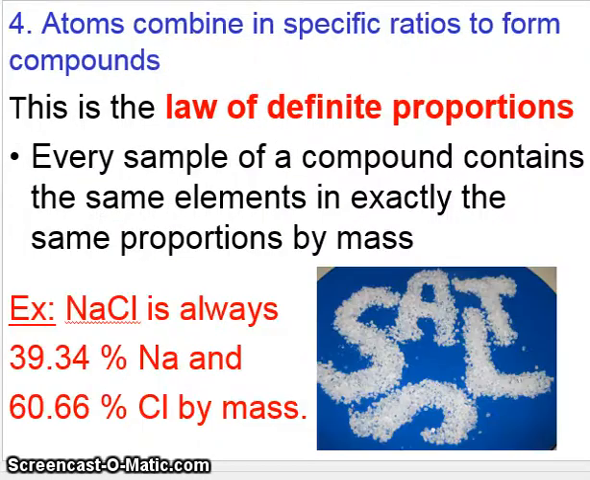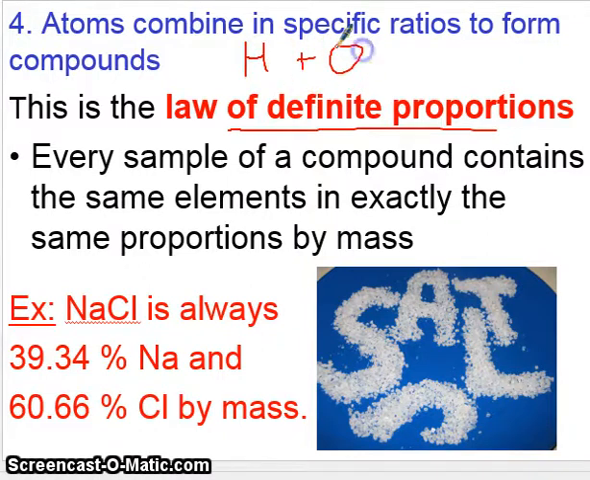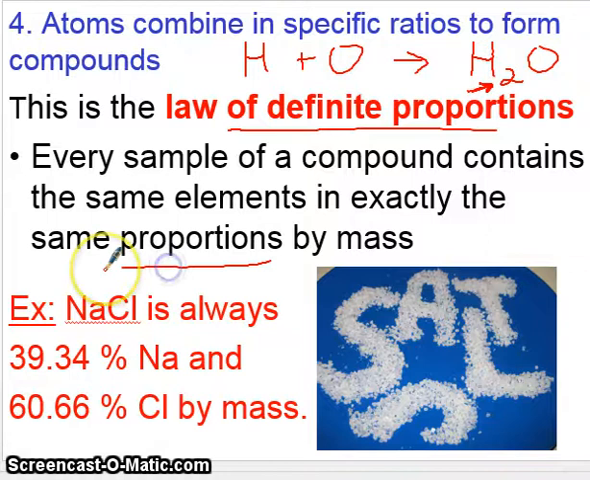Very important principle. And then the 4th statement of John Dalton was formulated into the law of definite proportions. And this referred to how atoms combine into a compound. Again, you can think of hydrogen and oxygen as the other example, making water, and water has exactly 2 atoms of hydrogen for every 1 atom of oxygen. And this is always true. Any water molecule that you grab will always have this. So every sample of a compound contains the same exact proportions by mass.